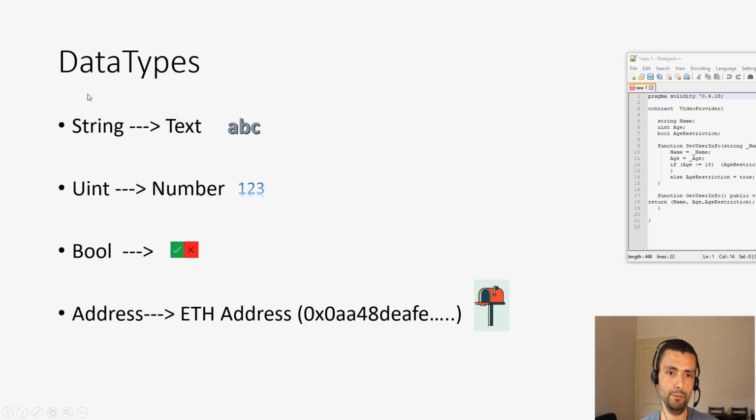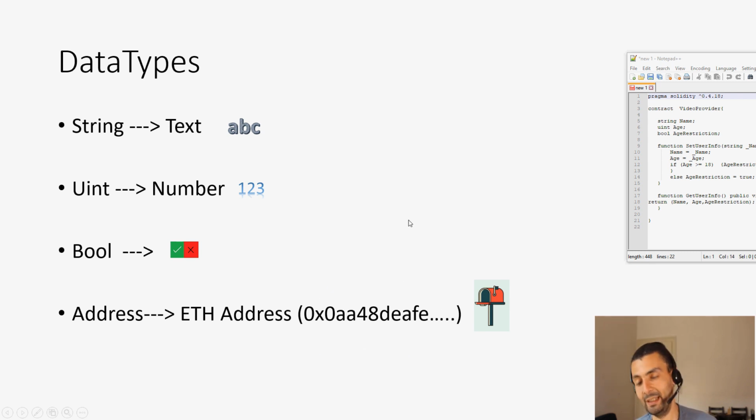So here, for example, I listed some of the famous data types in Solidity. We have the string data type, and it accepts only text. The uint, or unassigned integer, and it accepts only numbers. And the bool, short for boolean, and it holds a value of either a true or false. And finally, the address data type, and it holds the value of an Ethereum address, which, by the way, looks something complicated like this.